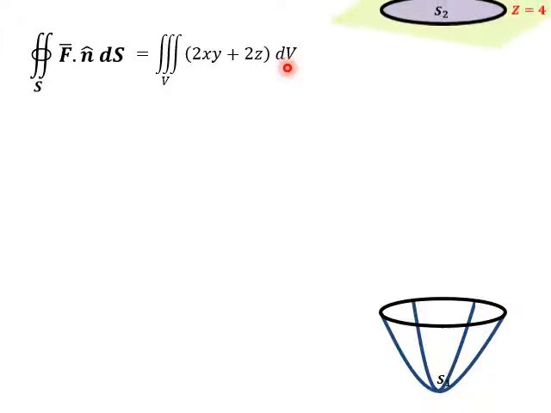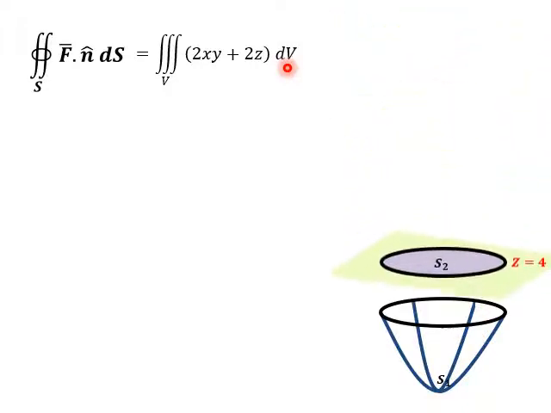Double integral over S f bar dot n cap ds, by divergence theorem, is the triple integral over V of 2xy plus 2z dV. dV is the elementary volume, dx dy dz. Based on the surface, we have to choose the coordinate transformation. Here the surface is the combination of a paraboloid and the disc on the z equal to 4 plane.